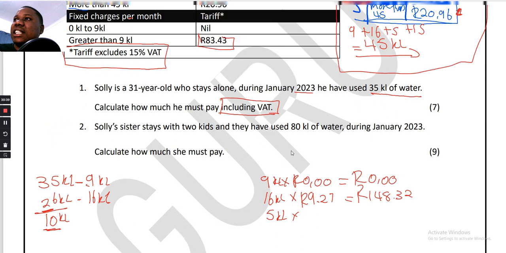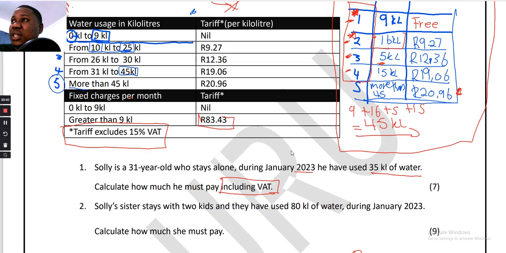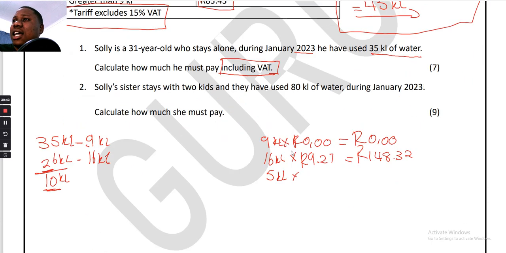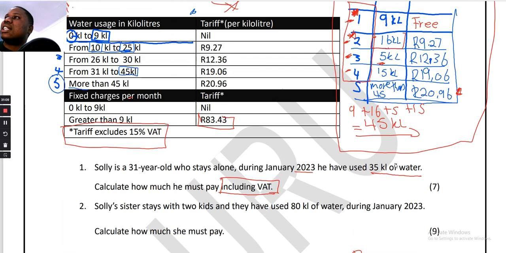So this block charges how much? This block charges 12 rand 36 cent per kiloliter. Okay, let's see how much it is. 5 multiplied by 12.36, which is 61 rand 80 cent.